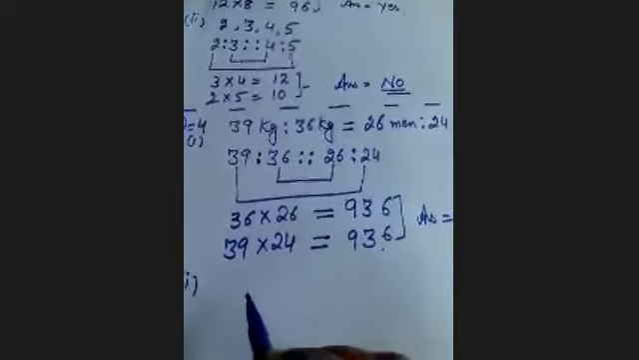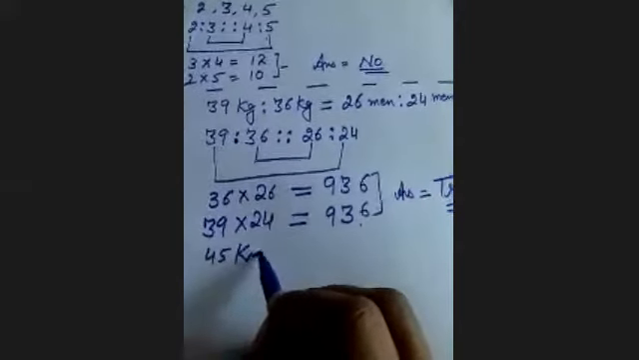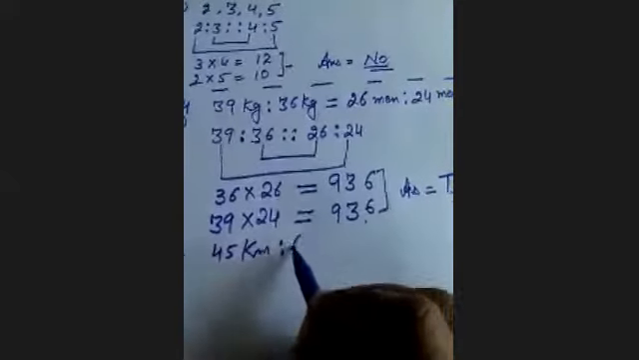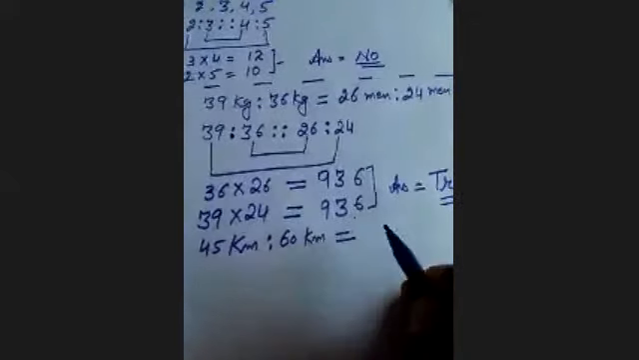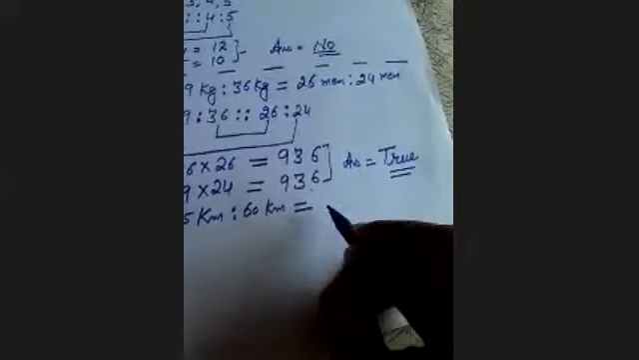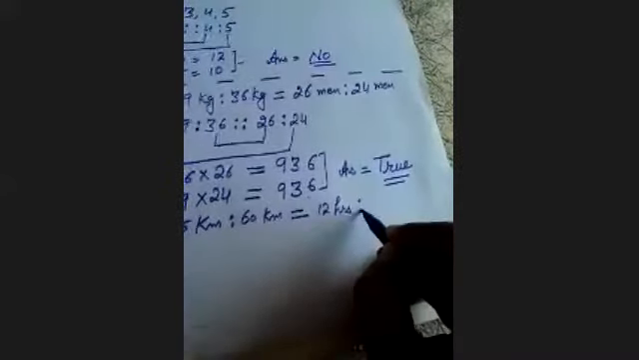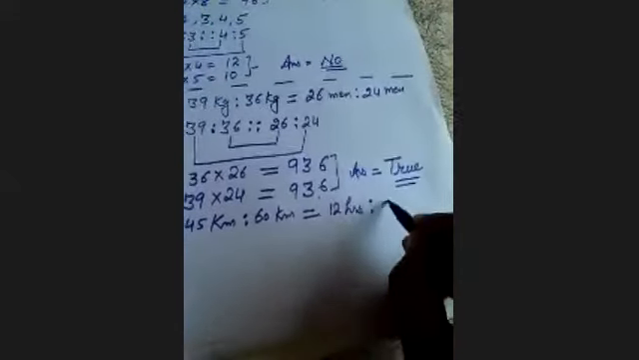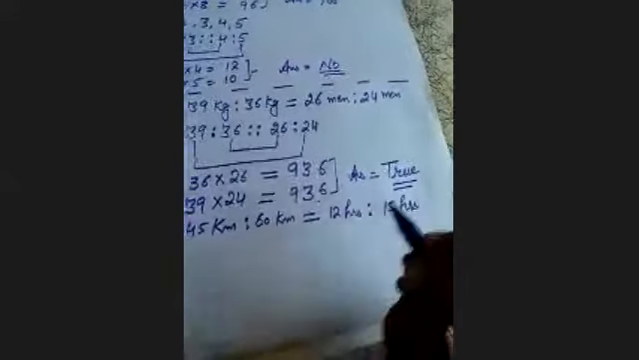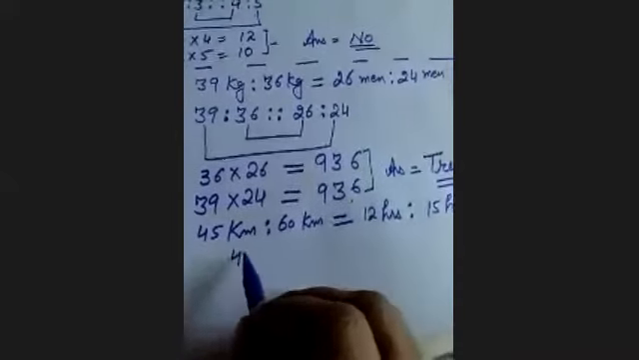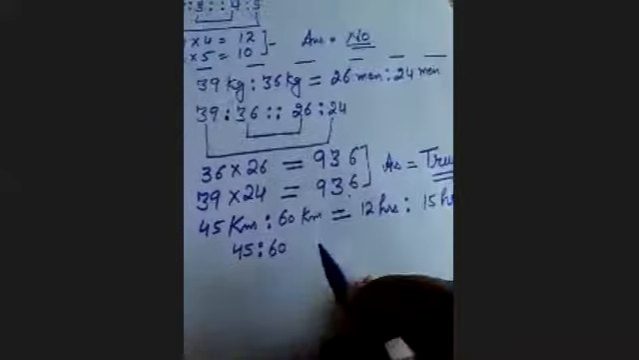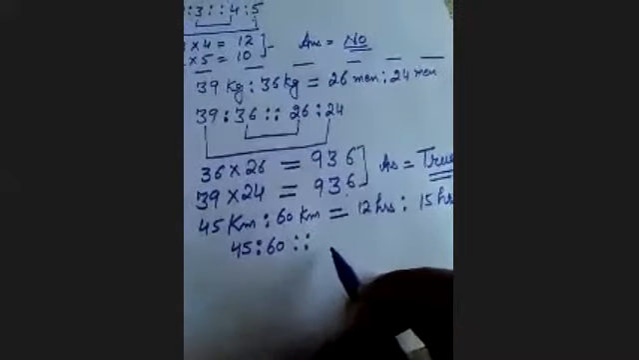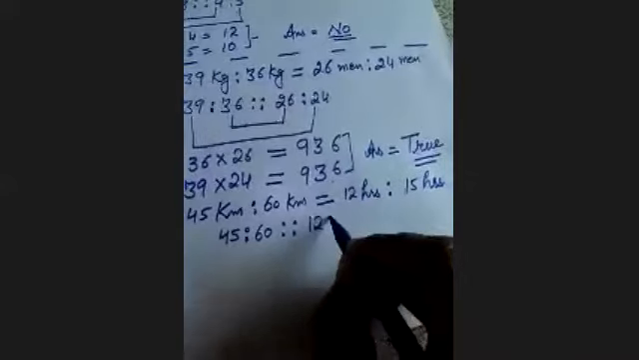Next is second part of fourth question. 45 kilometer ratio 60 kilometer is equal to 12 hours ratio 15 hours. So 45 ratio 60, 12 ratio 15.